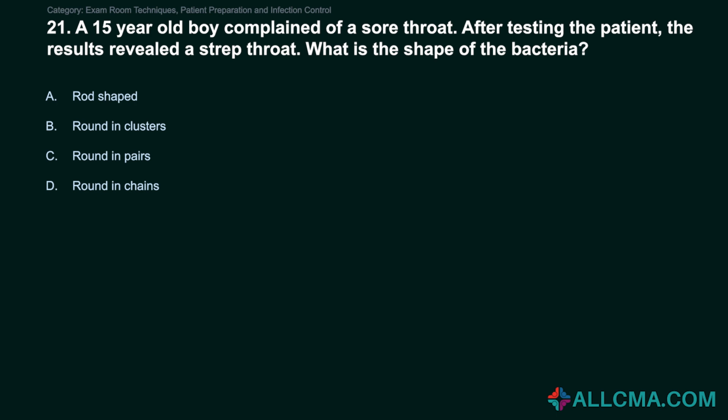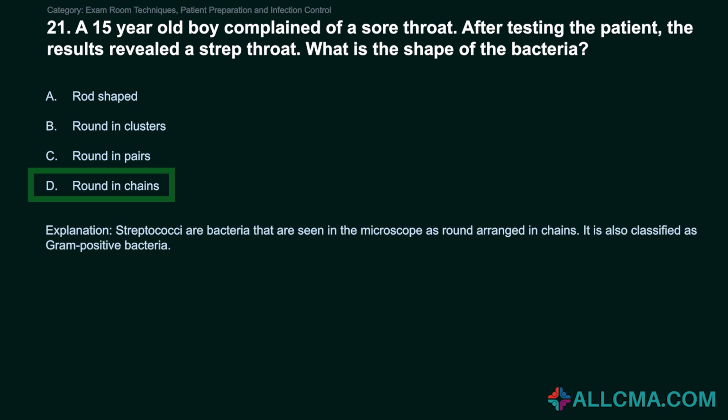21. A 15-year-old boy complained of a sore throat. After testing the patient, the results revealed a strep throat. What is the shape of the bacteria? A. Rod-shaped. B. Round in clusters. C. Round in pairs. D. Round in chains. Correct answer: D. Round in chains. Streptococci are bacteria that are seen in the microscope as round or arranged in chains. It is also classified as gram-positive bacteria.